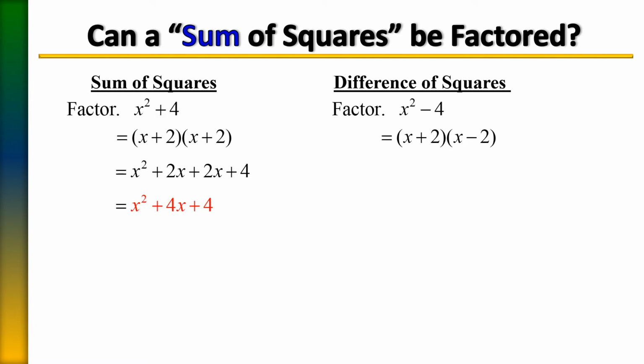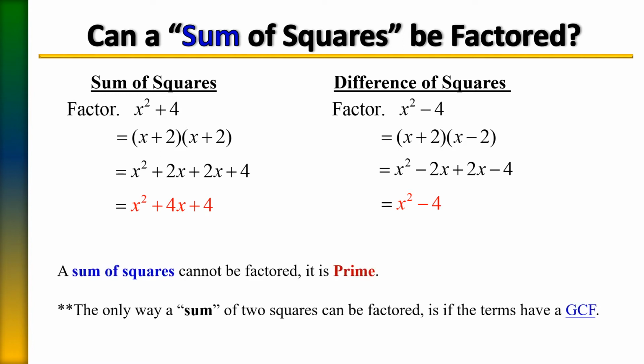So using FOIL, first, outer, inner, last. Notice outer and inner are the opposites of each other, therefore they will cancel out, which leaves me back to the original binomial I started with. So there's your proof that yes, you can factor a difference of squares, but no, you cannot factor a sum of squares. Therefore, a sum of squares is prime.